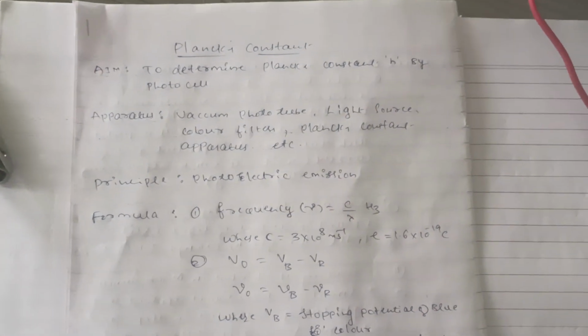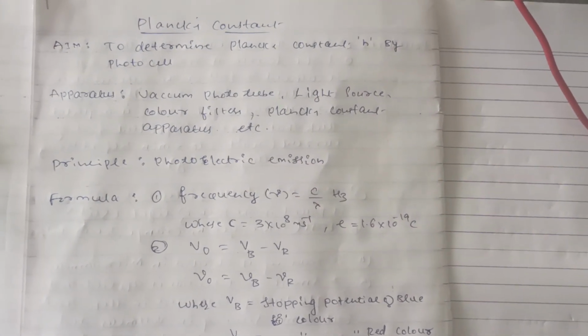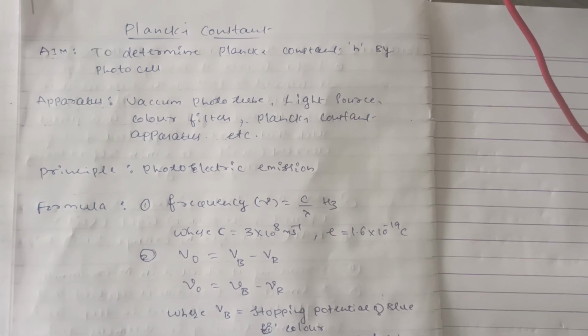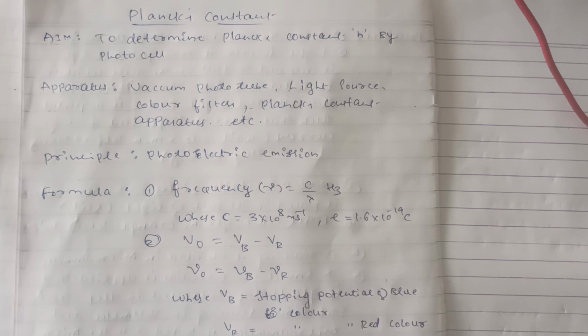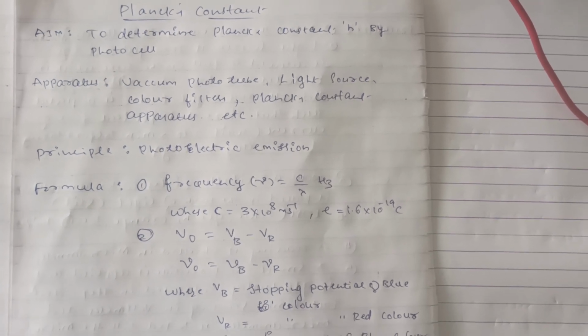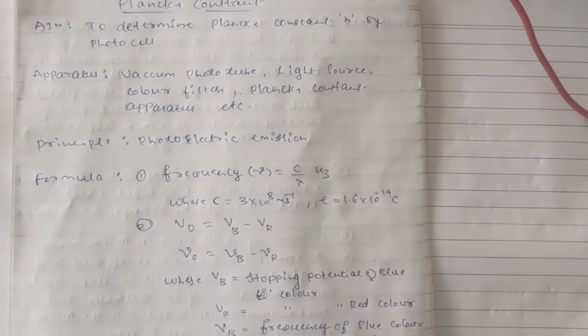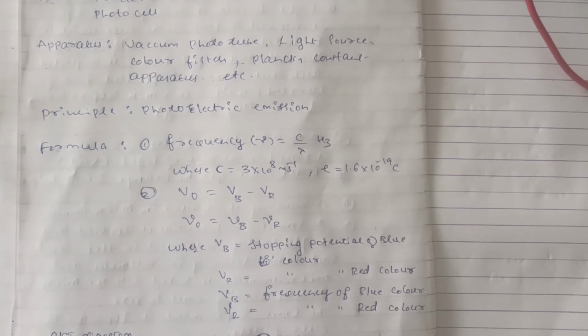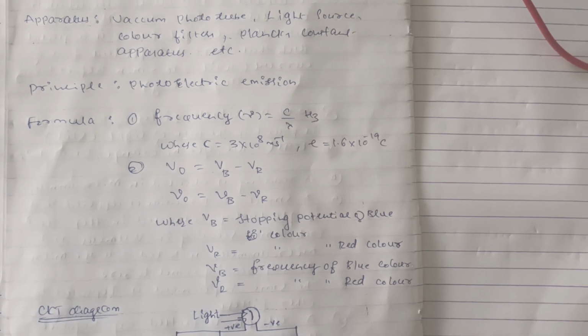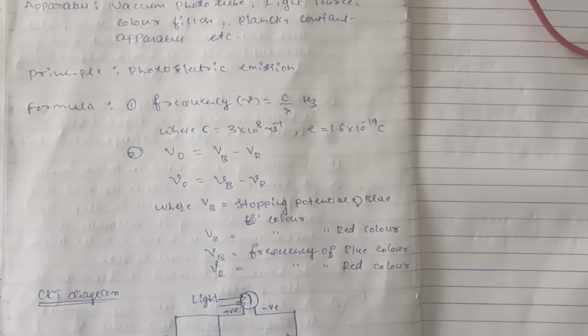Now see, Planck constant is the name of the experiment, and the aim is to determine Planck constant h by photocell. The apparatus required are vacuum tube, light source, color filter, Planck constant apparatus, etc. The principle is photoelectric emission, and the formulas are there. Frequency we can calculate: nu equals c divided by lambda.